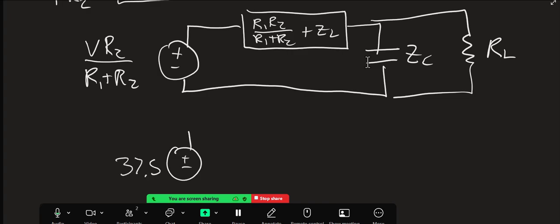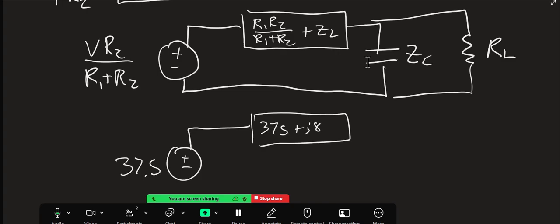So that is 37.5. This is 375 plus J800, and ZC was negative J500.